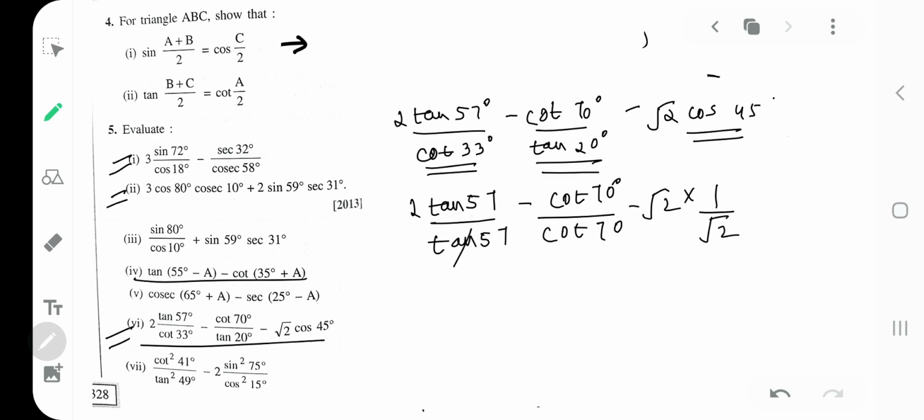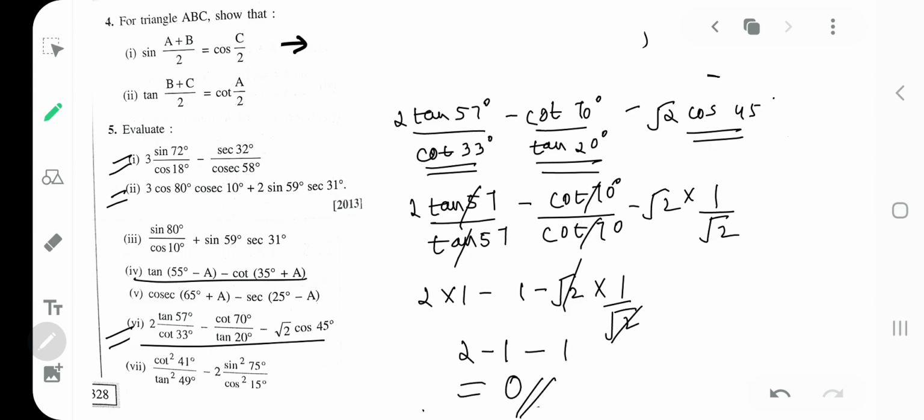So my answer will be 2 minus 1 minus, here nothing means 1. So it will be 0. Clear, kids? Okay, God bless.